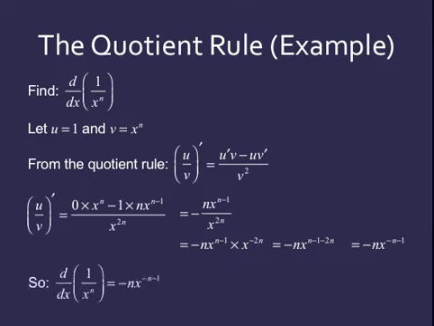So our differential of 1 over x to the n is equal to minus n x to the power of minus n minus 1. This can be written alternatively as minus n multiplied by 1 over x to the n plus 1.